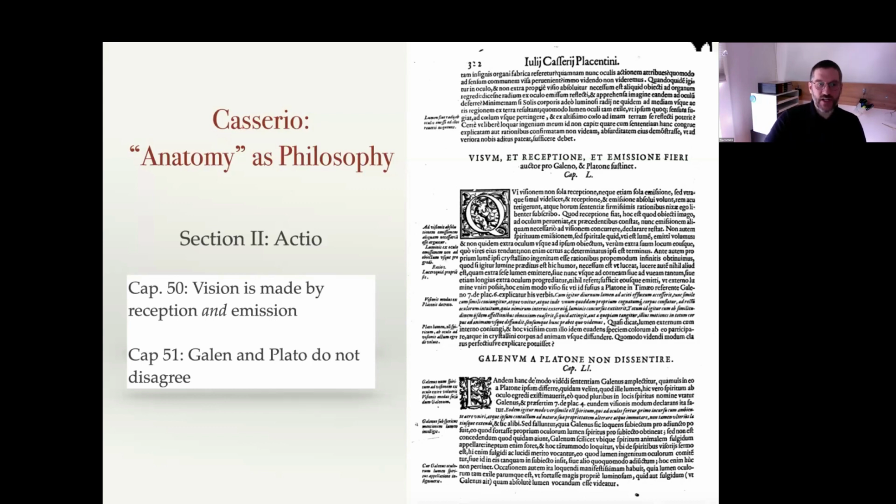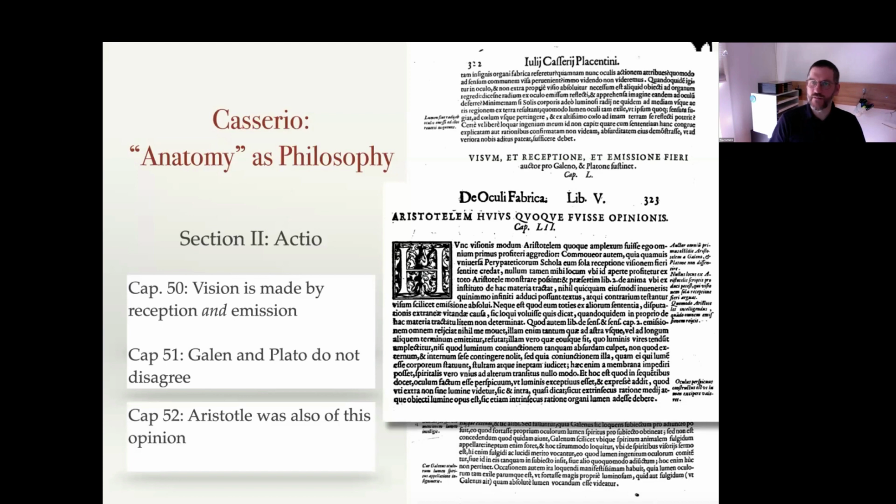He ends up by saying vision is made by reception and emission. Galen and Plato do not disagree, and Aristotle was also of this opinion that there's a dual emission and reception occurring in a sense within the eye, an intraocular emission theory, or sorry, intraocular emission theory, which is interesting, but not unprecedented in the 16th century.